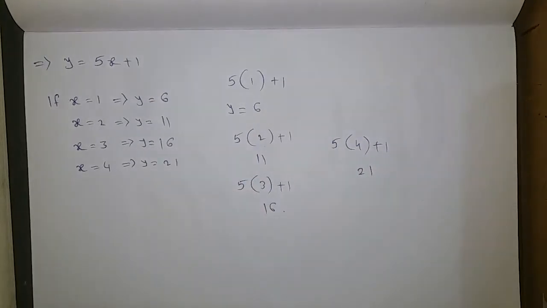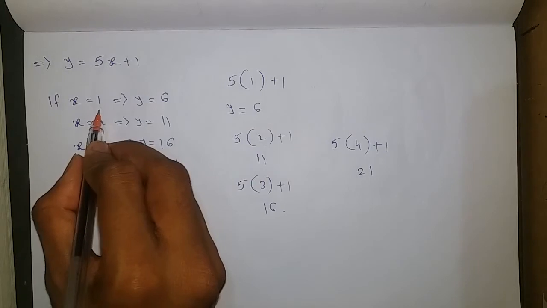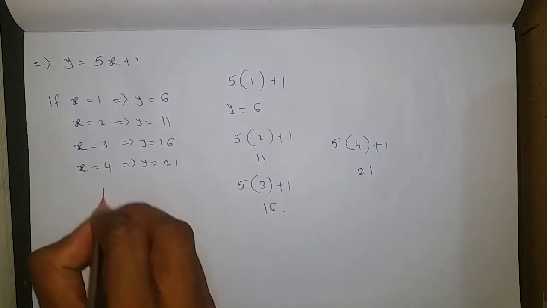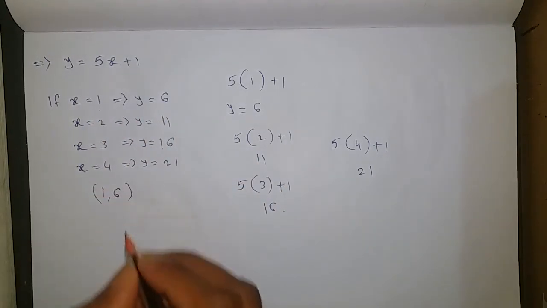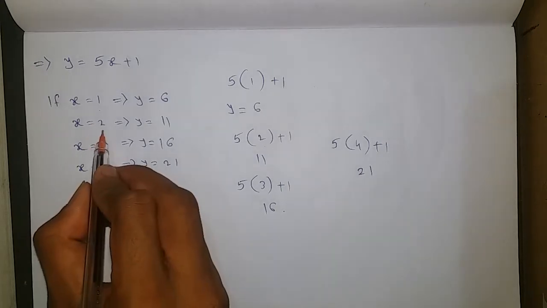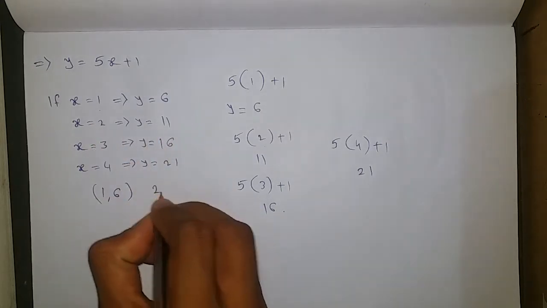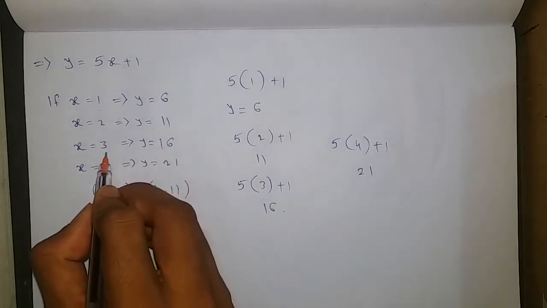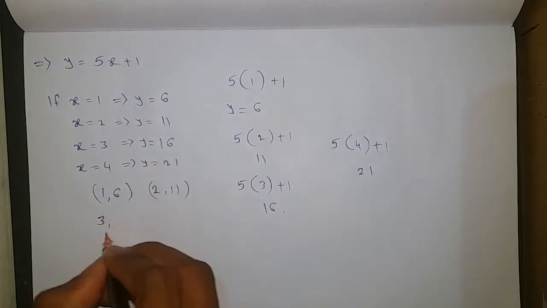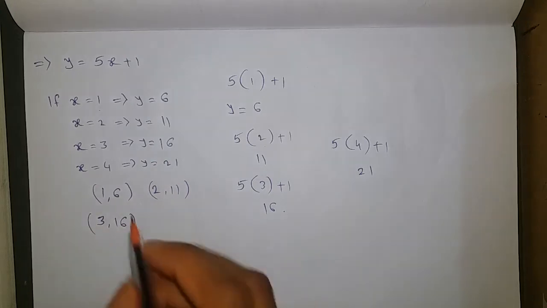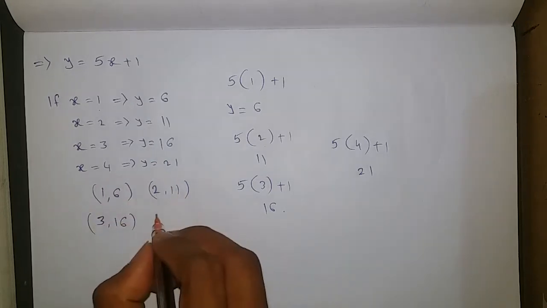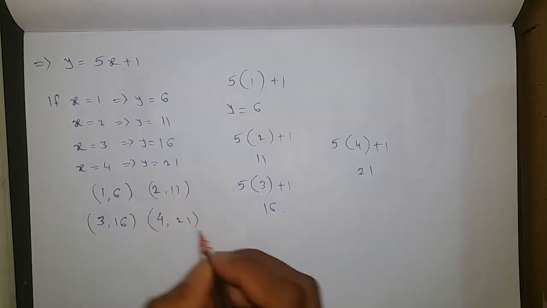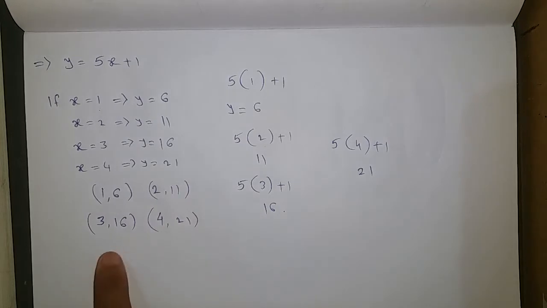Now, if we observe clearly, whenever we substitute 1, we get the answer 6. So that ordered pair we can write as (1, 6). Next, substituting 2, we got 11, so that can be written as (2, 11). Next, substituting 3, we got 16, so that is (3, 16). Substituting 4 we got 21, so that is (4, 21). Still you can substitute 5, 6, 7. You can check, no problem at all.